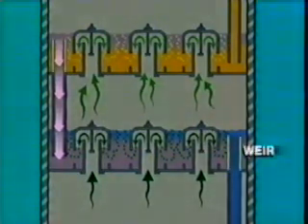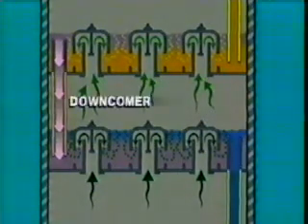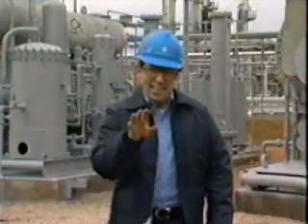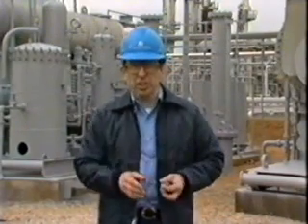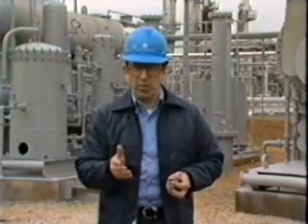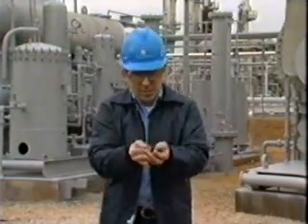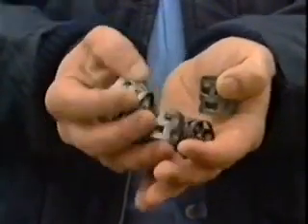Weirs, which are dam-like devices, maintain the level of glycol above the slots in the bubble caps. The downcomers carry the glycol to the trays below. In smaller capacity units, contactors having a diameter of 18 inches or less, random packing may be used instead of trays. This packing is metal, like these, or it could be plastic or ceramic structures.